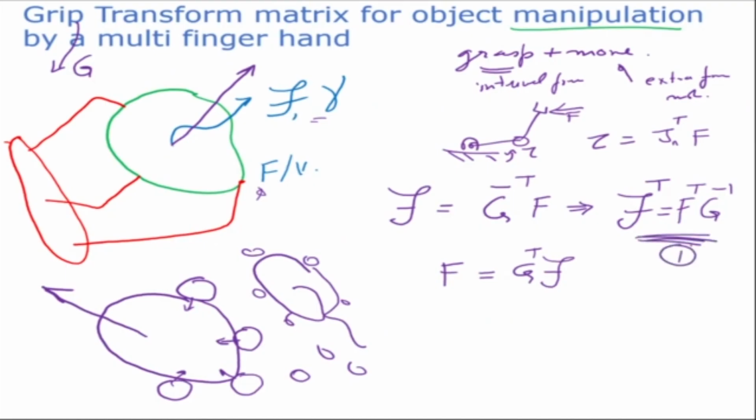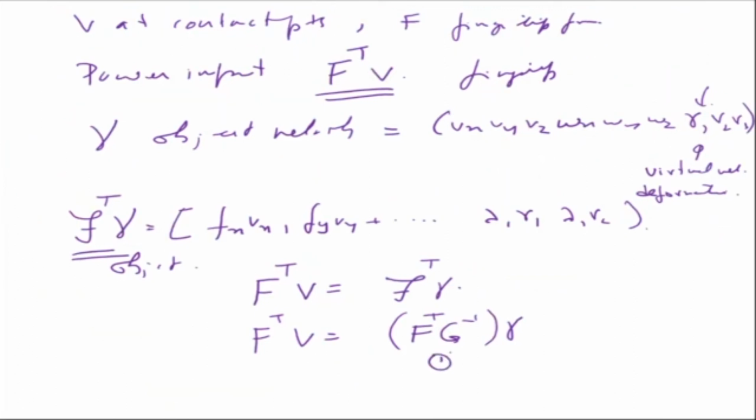Okay, so let's call this 1. So from 1 we get this, and I can cancel off f transpose from both sides. This and this will cancel. So what we do get from here is V is equal to G inverse into gamma. Okay. And so I can take gamma to be equal to G into V.